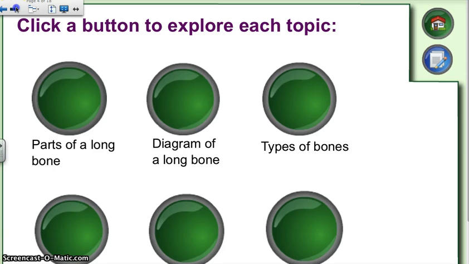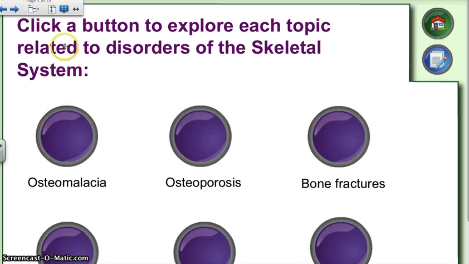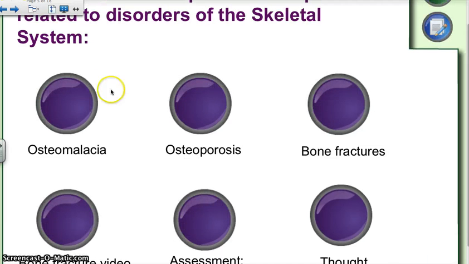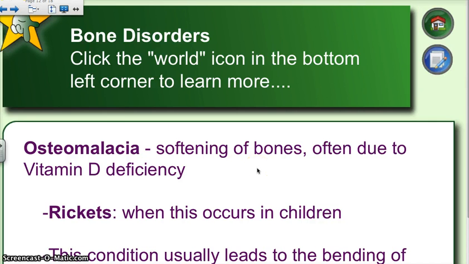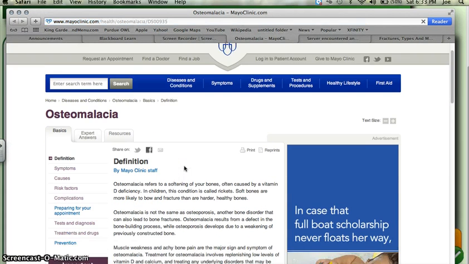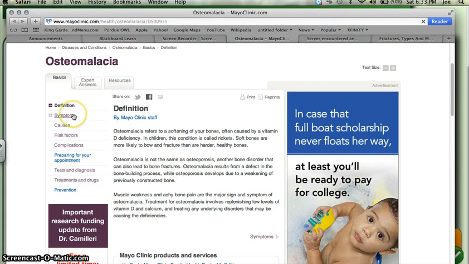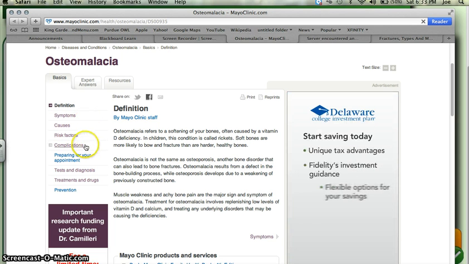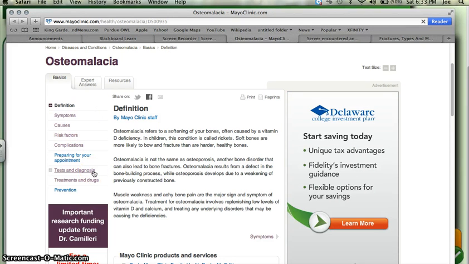There's a second topic menu that includes many of the skeletal system disorders. So they can select which one they want to begin with. And for each of these, there's basic information on the page, but then more information if they click the link in the bottom left corner. This takes them to the Mayo Clinic website, which provides a lot of information about each disorder, including symptoms, causes, risk factors, complications, tests, methods of diagnosis, and also treatment.